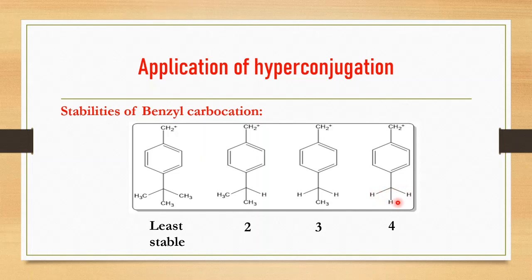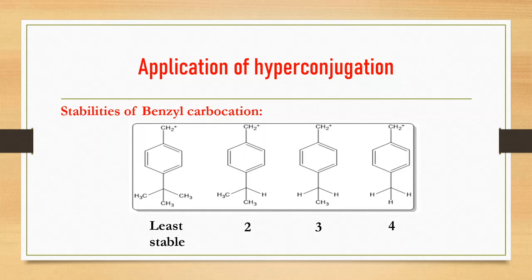3 hydrogens. So the maximum number of hyperconjugation structures are possible in structure number 4, followed by number 3, followed by number 2. So this very first structure will show the minimum hyperconjugated structures, so it will be least stable, and this structure will be the most stable because of hyperconjugation.